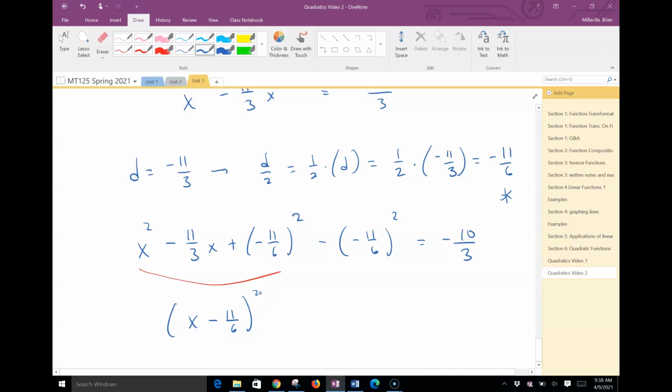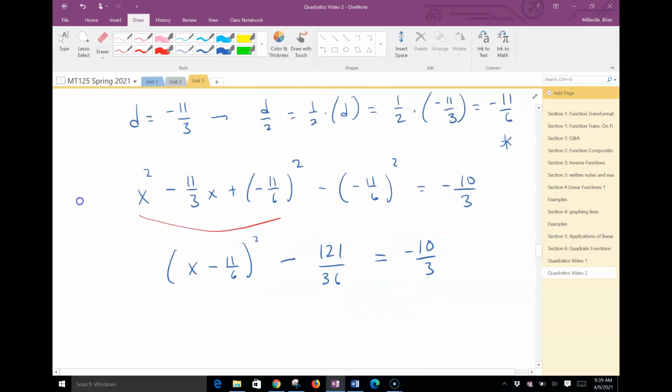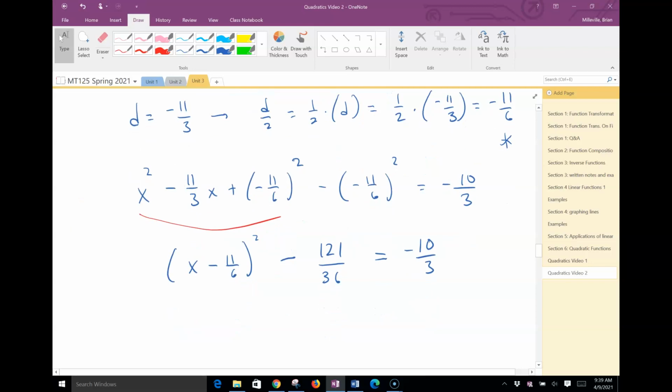We get x minus 11/6 all squared, and then we're going to get minus what number here? When we square negative 11, we get positive 121. Squaring 6, we get 36, is going to equal negative 10 over 3. All right, now in the problem, it wants us to write x plus or minus a number squared equals another number. So our job now would be to add over 121 over 36 to both sides.